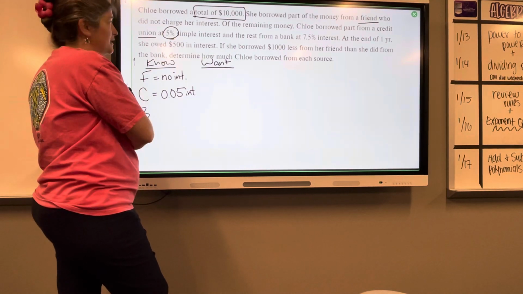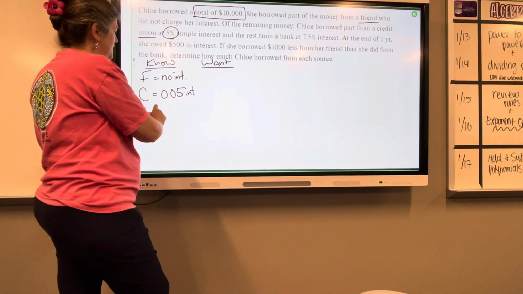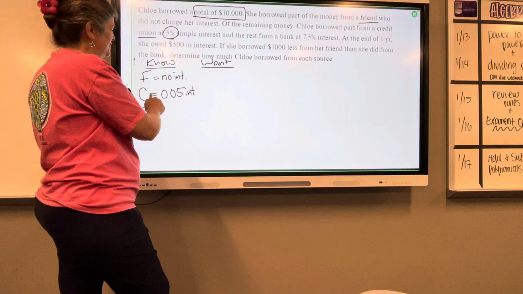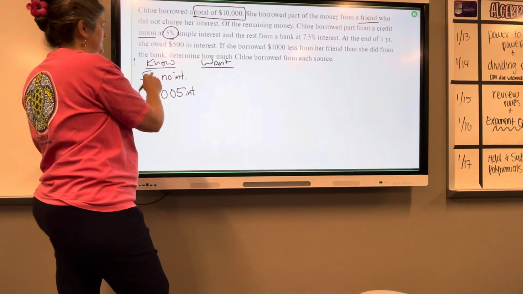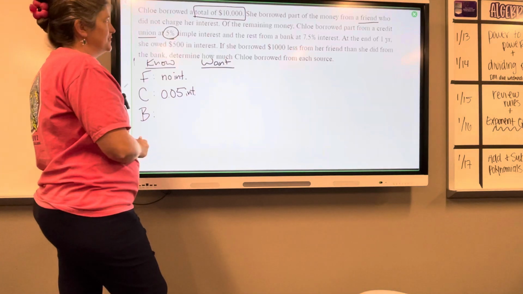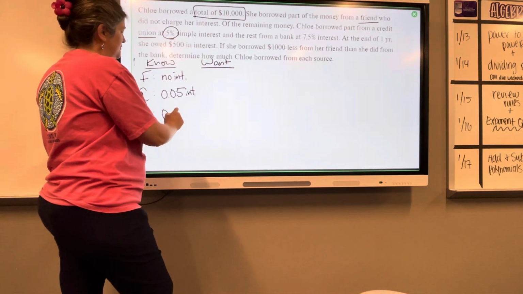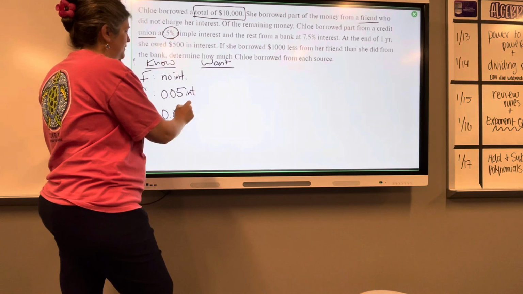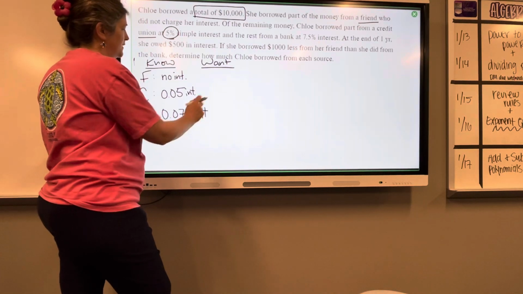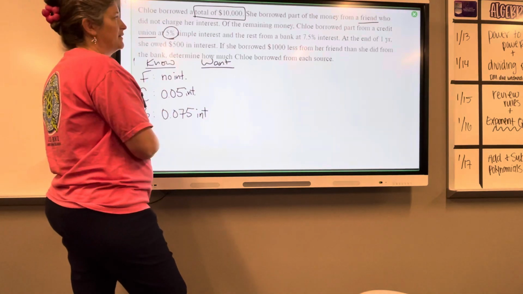So I'm going to define my B for bank as the amount she borrowed from the bank, but I'm also going to say this really shouldn't be an equals. These should be just information about these things because it's not a definition of the variable. But the bank is 7.5% interest, which I'm going to just do the math here so that while my brain is clear, I make sure that includes 7.5%.